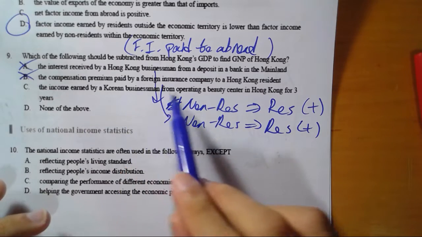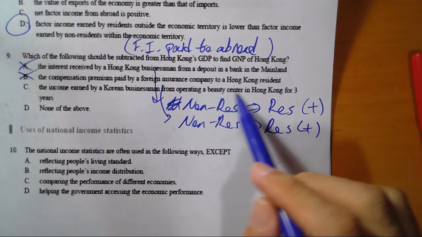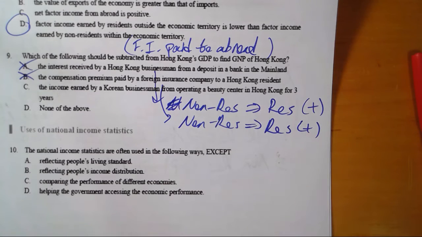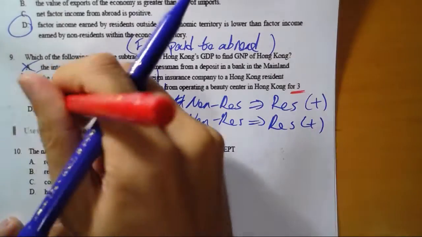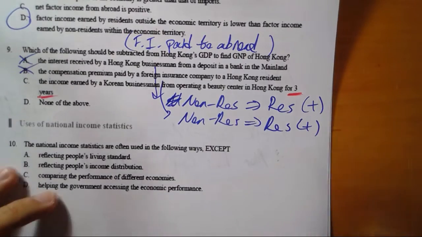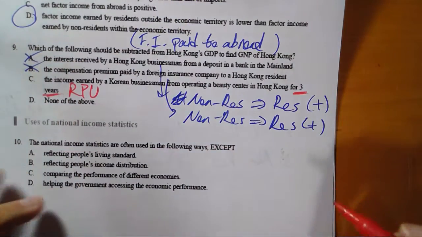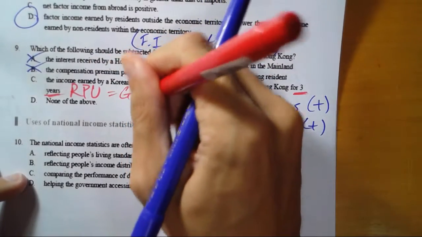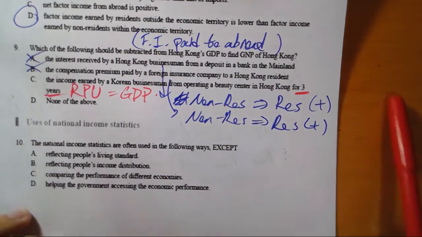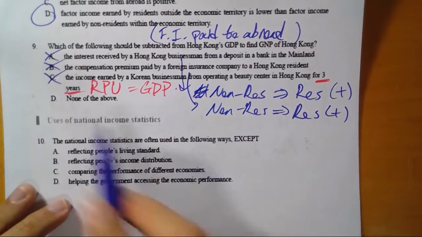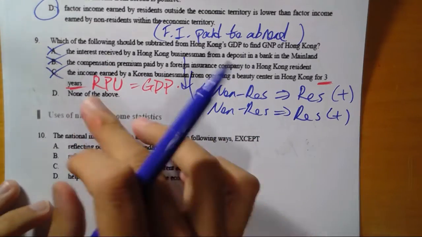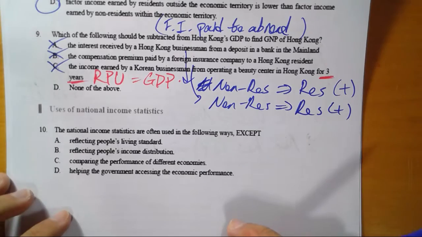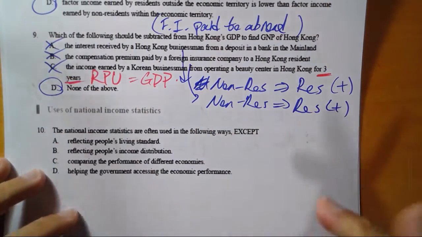The income earned by a Korean businessman from operating a beauty center in Hong Kong for 3 years, right? He said he has done it for 3 years. Okay, here 3 years is important. What does that mean? If 3 years, this is already a resident. Resident is a GDP item. No need to subtract anything. C also not the answer. Why? Because it has already been counted in GDP. He is already a resident because of 3 years. Okay, now therefore D would be the answer.